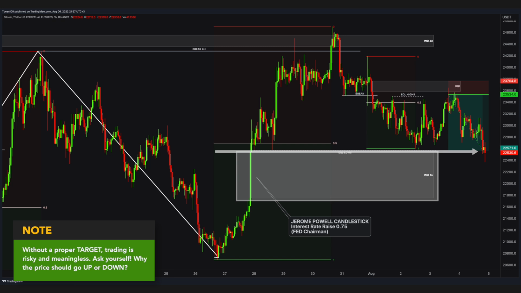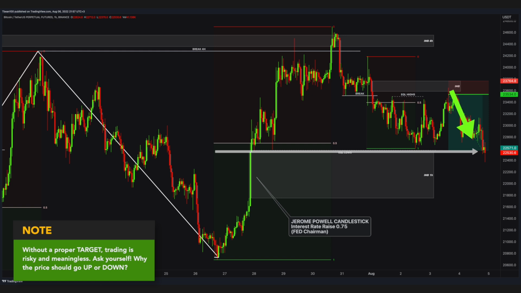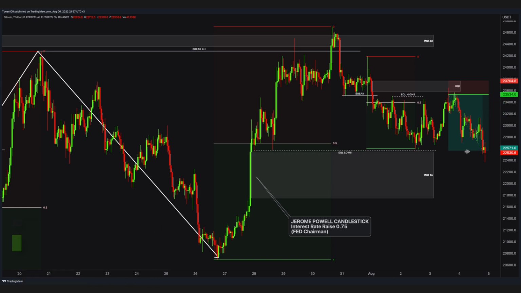I kept my target point just below the equal lows and within the imbalance. Why? Because liquidity and imbalance is the fuel again. Price easily can bounce from here to upside again. It is important to understand your targets really well. Equal highs and lows with imbalances are entry points as well as targets.